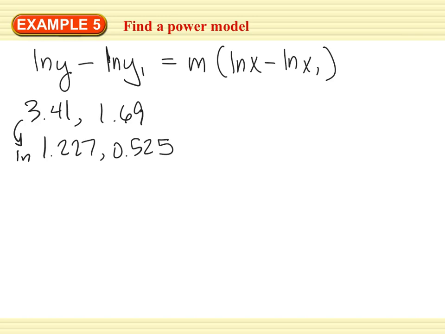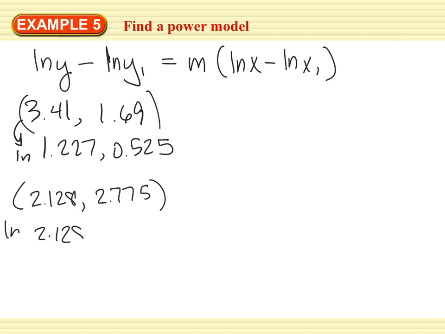And then if I grab another one, let's grab the last one. So these were the given points. If I look at the given points, 2.128 and 2.775. If I take the log of those, I get, oh no, that is the log. 2.128 and 2.775. These values are different. So let me give you those right values from the original table, 8.4 and 16.03.